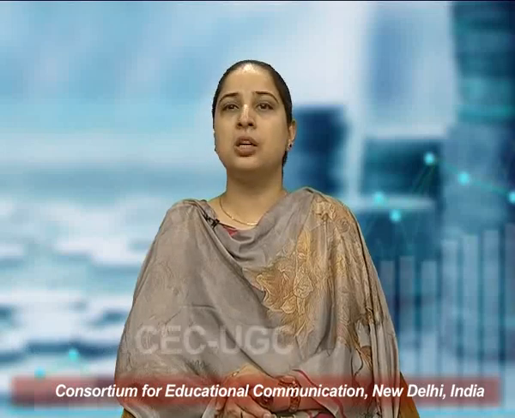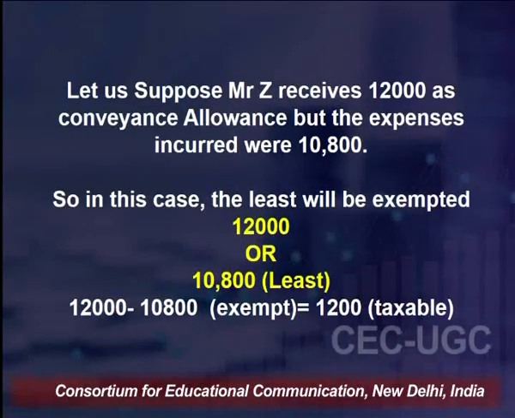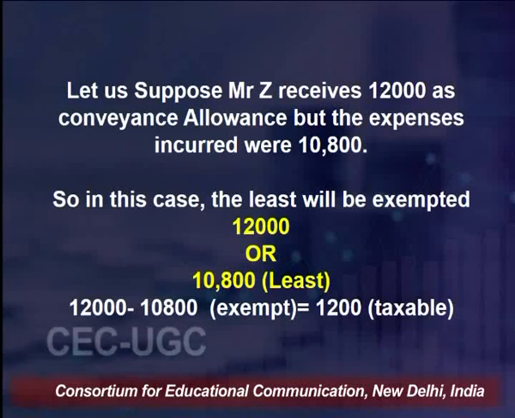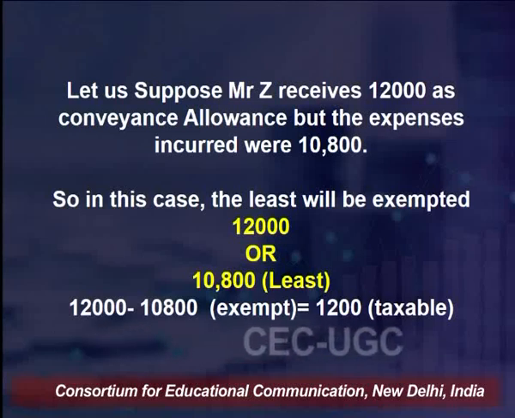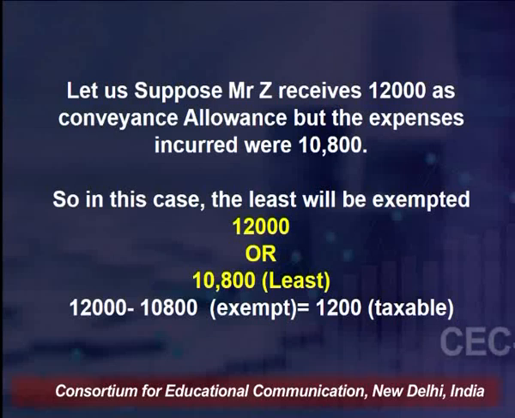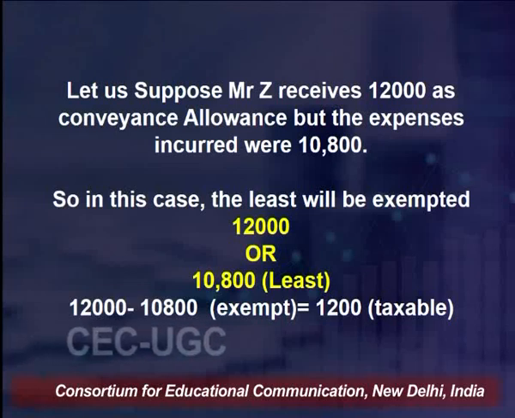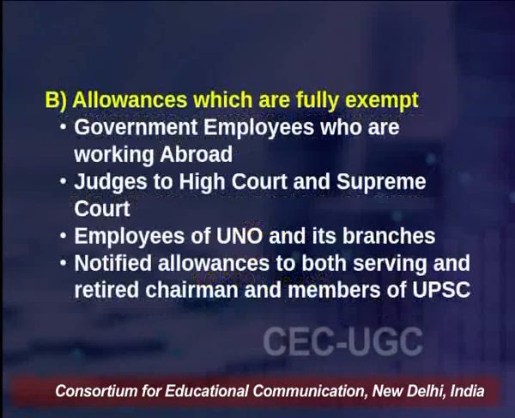Now, in continuation of the same, let us assume one example wherein we take up Mr. Z. He receives 12,000 as conveyance allowance, and let us suppose the actual expenses incurred by Mr. Z are 10,800. So in this case, the least of these two figures, rupees 12,000 or 10,800, will be exempted. You can see that 10,800 is the lesser figure. So out of the 12,000 received as conveyance allowance, 10,800 will be exempted, and the remaining 1,200 will be taxable in the hands of the employee.